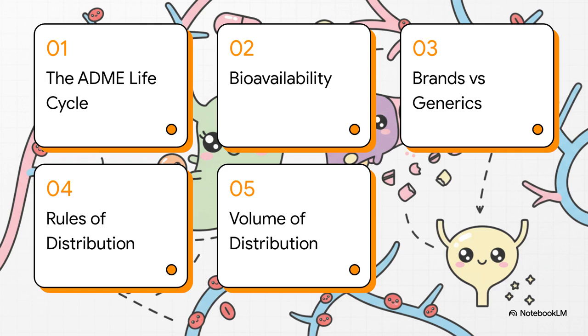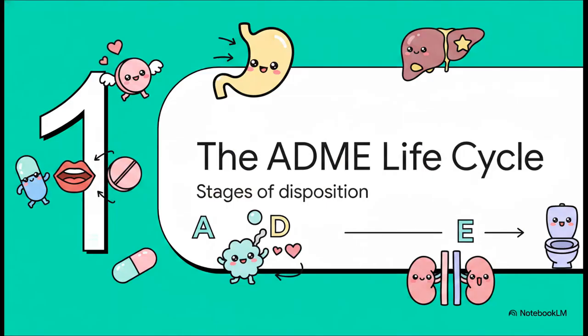First, we'll look at the ADME life cycle. Then, we'll tackle bioavailability, followed by a real-world look at brands versus generics. After that, we'll get into the rules of distribution. And finally, we'll wrap up with the volume of distribution. All right, let's jump right into step 1, the ADME life cycle and the stages of disposition.